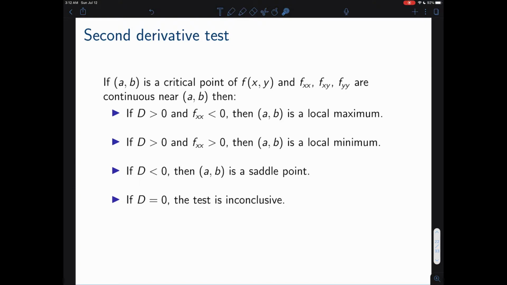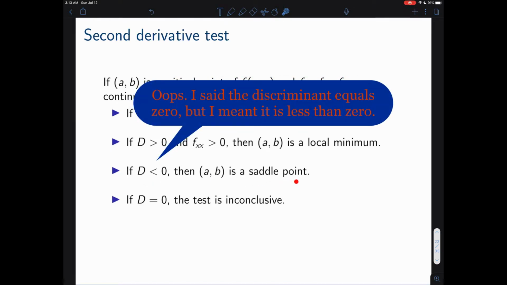But that's going to be true for every function you'll ever run into. Then, according to our observations, if the discriminant is positive and f_xx is negative, then that point was a local maximum. If the discriminant is positive and f_xx was positive, then the point (a, b) is a local minimum. And finally, if the discriminant is 0, then that point is a saddle point.